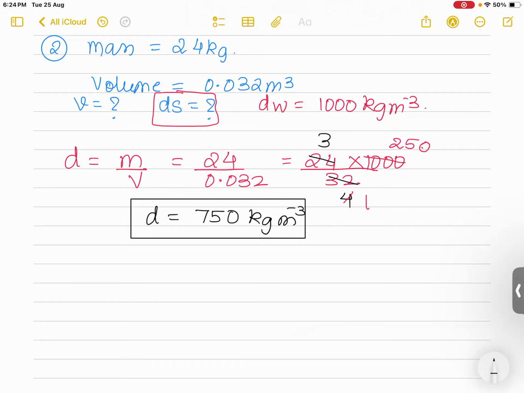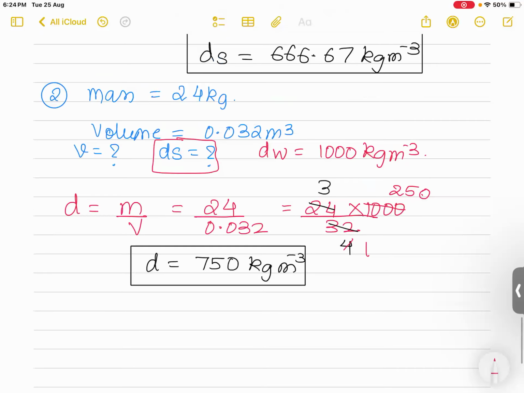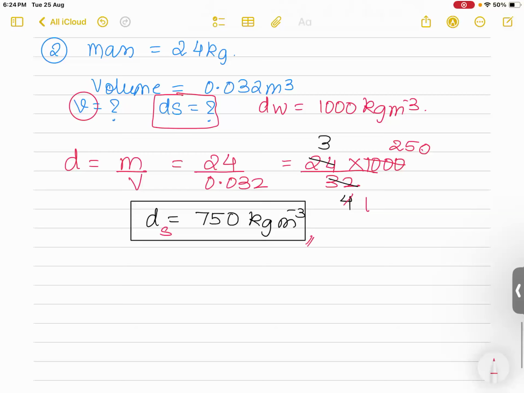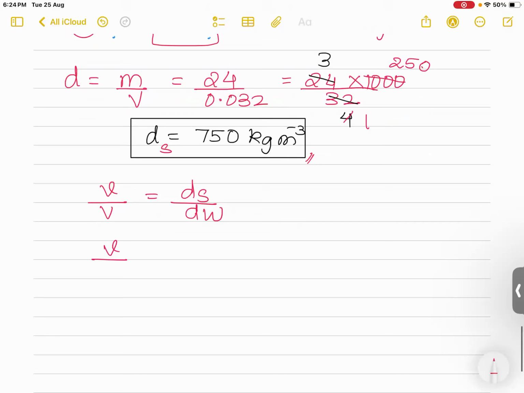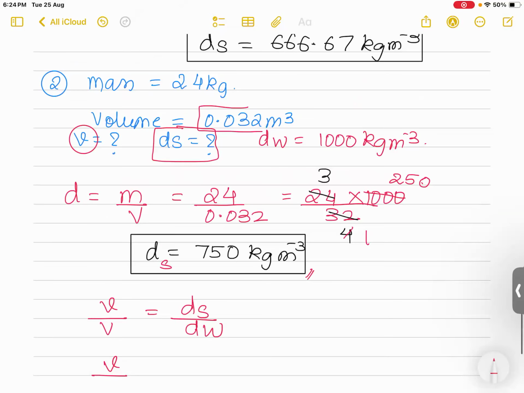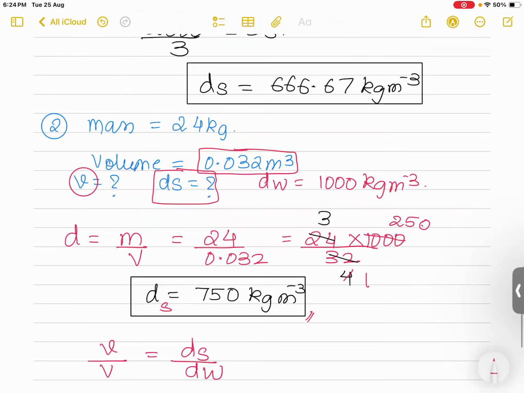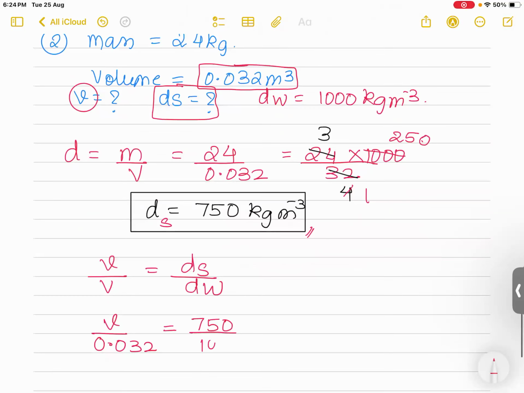Once I get my answer as 750 kg per meter cube, after getting the density, we have to use the formula. The formula is: density of solid we found out. Now we are supposed to find small v. We have a formula which says that small v upon capital V is density of solid upon density of liquid. Small v we need to find out. Capital V, guys, is already given to me, which is 0.032. I hope, Satvika, you are getting it. It is equal to density of solid, 750, over density of water, which is given to me as 1000.